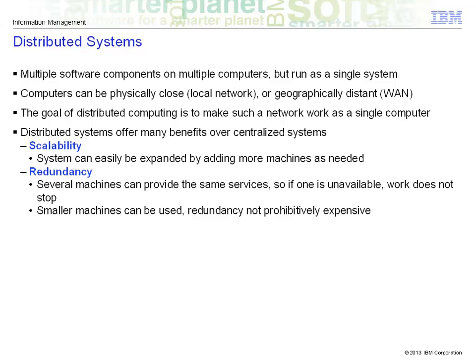Distributed systems offer many benefits over centralized systems. One benefit is that of scalability. Systems can easily be expanded by adding more machines as needed. Another major benefit of distributed systems is redundancy. Several machines can provide the same services, so if one is unavailable, work does not stop. Additionally, because many smaller machines can be used, this redundancy does not need to be prohibitively expensive.